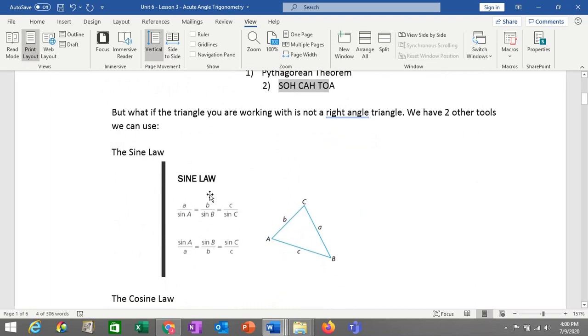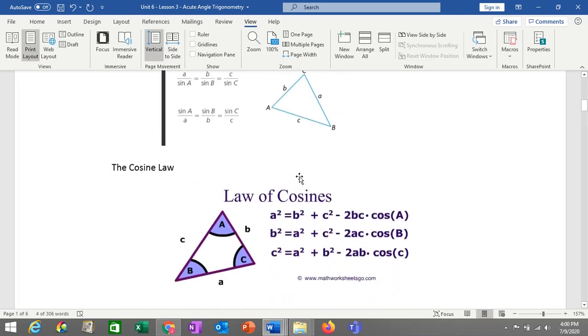The first one's called the sine law, which is written sometimes like this: a over sine A equals b over sine B equals c over sine C. You'll also sometimes see it written this way. Because these are ratios, it really doesn't matter which one you use. Both of them are correct. Okay, and we'll talk about how that relates to this triangle in a little bit.